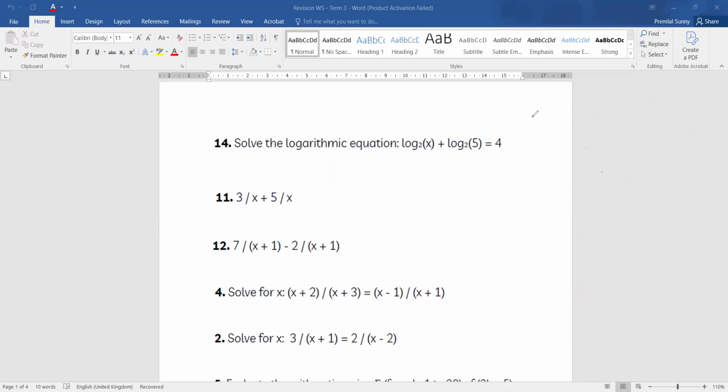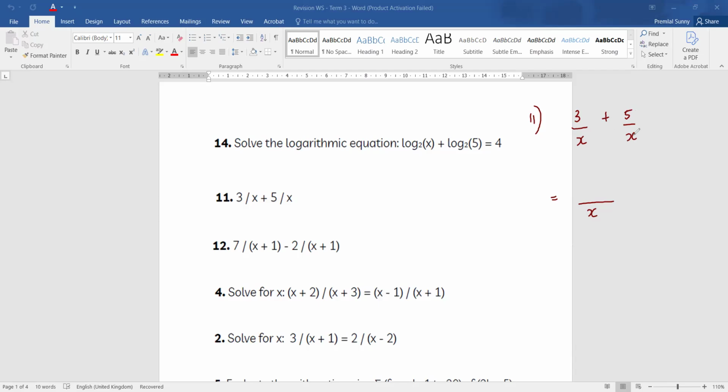I'll just write down the number 11. That is 3 by x plus 5 by x. Now, this is addition of rational expressions. 3 by x plus 5 by x. If you have the same denominator, you will just write the denominator as it is.